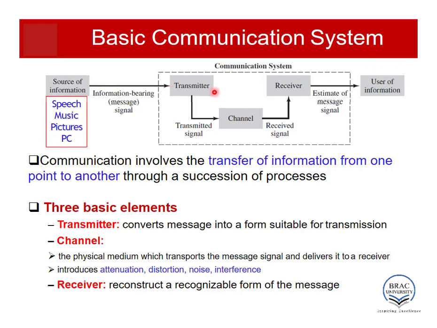These components may vary. The transmitter which is used in radio communication is not the transmitter used in telephone communication or maybe mobile communication, but the components are basically the same. You can use different transmitters, but the function is basically similar. So the three basic elements of a communication system are transmitter, as you have seen, channel, and receiver. I guess I am clear here.